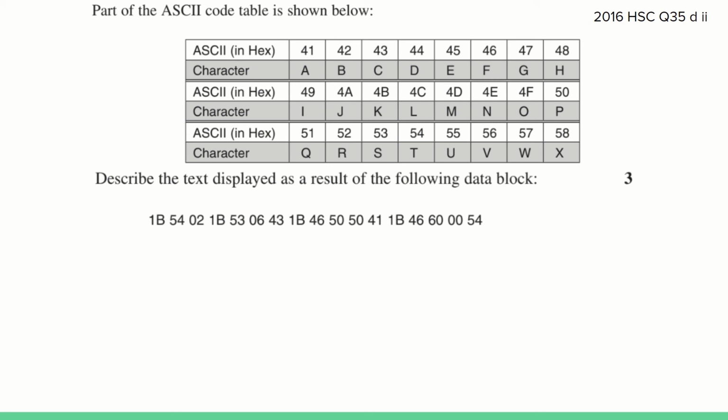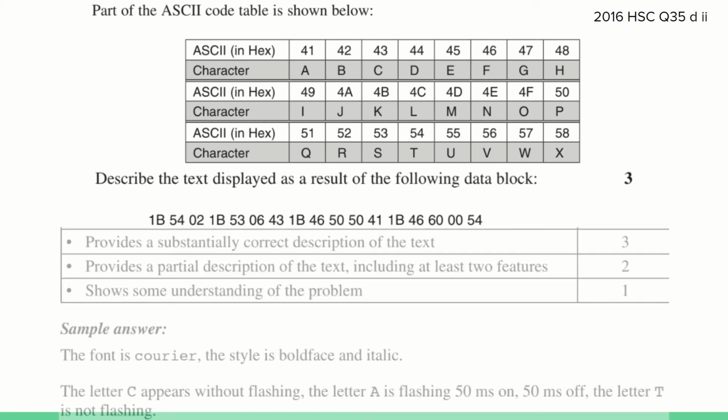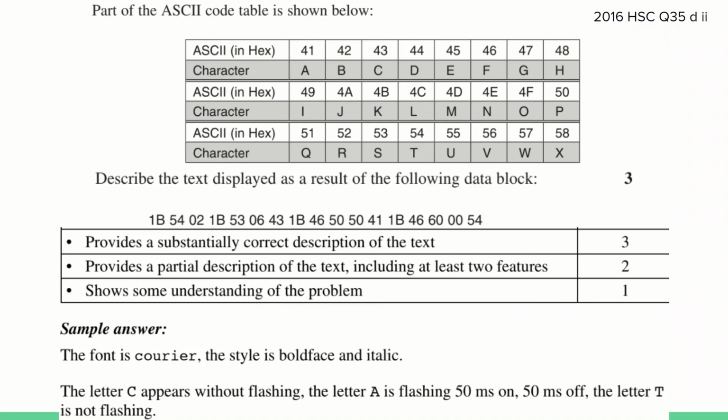So the idea is that you look at your lovely sheet of data, or instructions, and then you've got to describe the text. So it's easy if I bring up the answer. It's telling you the font is going to be Courier. The style is going to be bold and italic. Now, it is also giving or asking you for the ASCII.